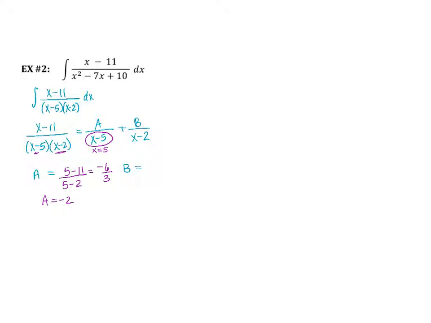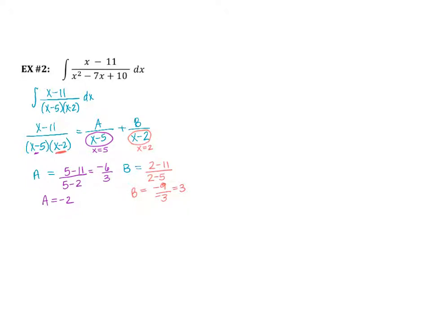And for b, same idea. So let's go back and see what makes that denominator 0, which is going to be 2. And so when I plug in, I'm going to have 2 minus 11 over, and if I plug in here, I don't want to do that. I'm going to get a 0. So I'm going to plug in with the 5. And so here I'm going to have b equals negative 9 over negative 3. So that's going to give me a positive 3. So that's quite a bit shorter.